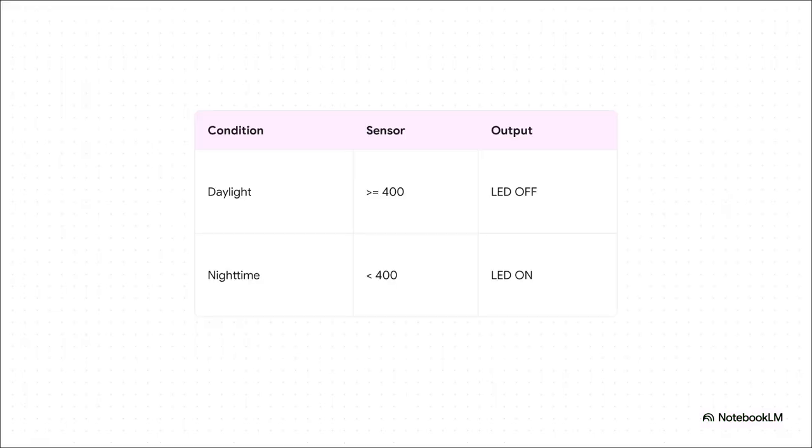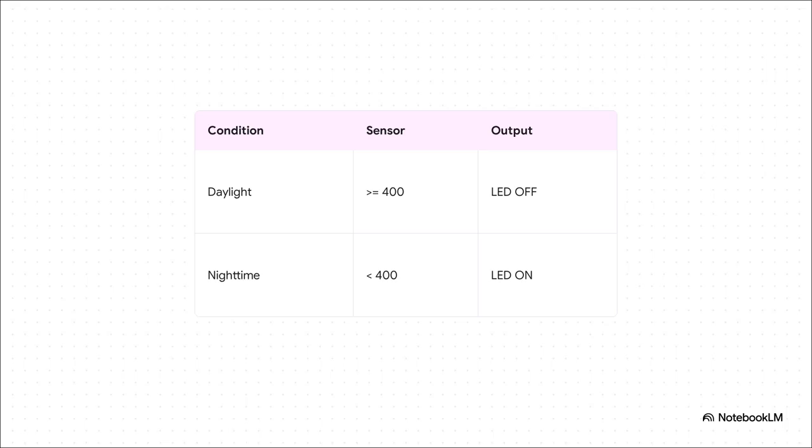What actually happens when we upload this code to the ATmega328P microcontroller in the real world? Well, let's walk through scenario A. Daylight. The sun is shining brightly on the sensor, the resistance drops, and the Arduino reads a high value, let's say 750. Because 750 is strictly greater than our 400 threshold, the Arduino's response is to drive the pin low. The physical output, the street light stays completely off.